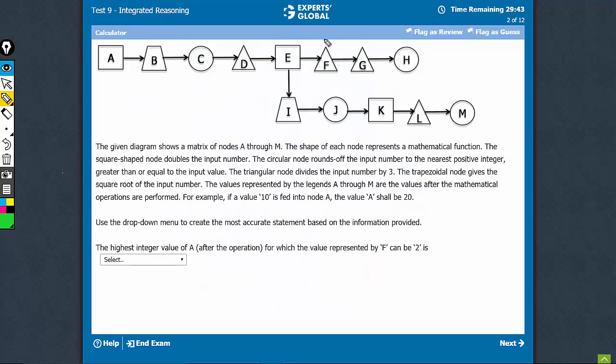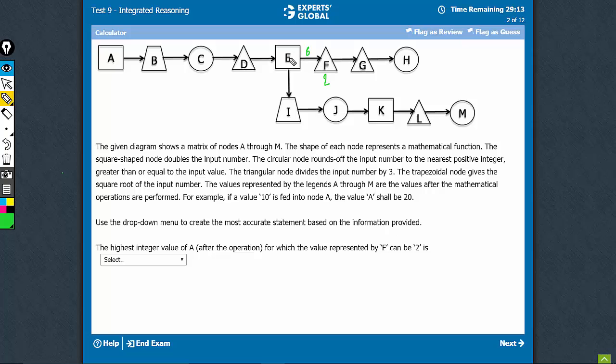The highest value for which f can be 2 has to be determined. So see, if f is 2, this is after the operation, so the output here must have been 6, right? Remember, it's explained here that the values represented by the legends are the values after the operation. So if this is 2, this is the output value after the original value was divided by 3. So the input value must have been 6.